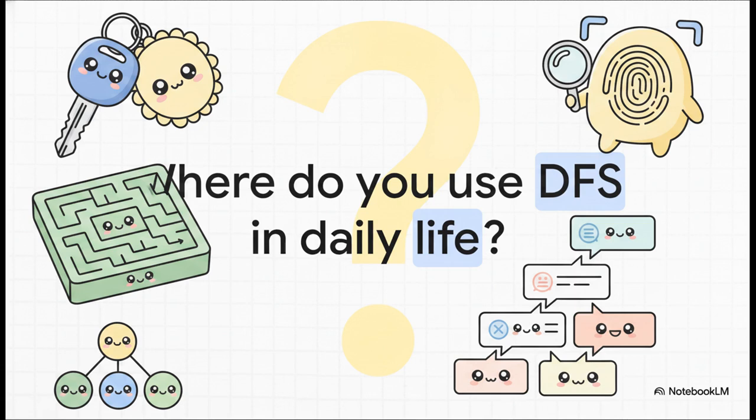But before we wrap up, I want to leave you with this provocative thought. Where else in your everyday, physical life do you subconsciously use a depth-first search strategy? Really think about it. Like, how do you look for your lost car keys? Or how do you navigate a maze? Or even, how do you read a deeply nested thread of comments online? Algorithmic logic isn't just for coding interviews. It's honestly a fundamental part of how we naturally navigate the world.